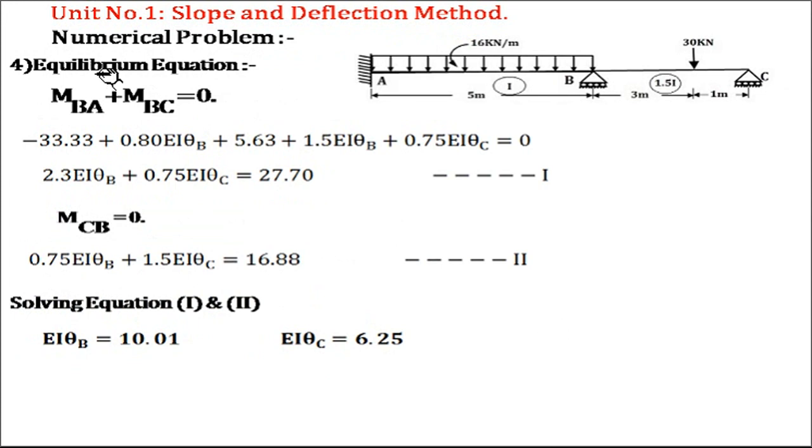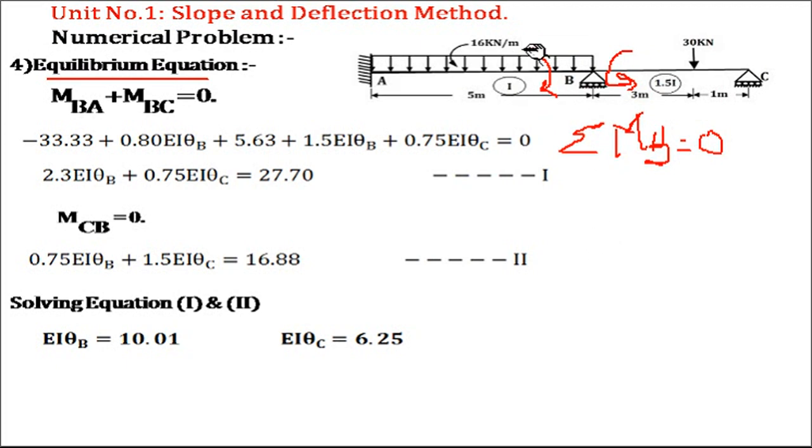Now the next step in slope and deflection method is to apply the equilibrium equation. The number of unknowns in this case is 2, that is theta B and theta C. So here we require 2 equilibrium equations. In slope and deflection, we have to consider the joint equilibrium. So at joint B, the summation of moment at joint B is taken equal to 0. That means whatever the moment is there in member BA should be the same in member BC.